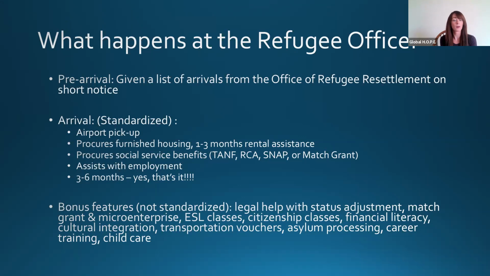A lot of refugee offices won't even touch asylum seekers because they don't have all the necessary paperwork to get all this easier stuff, like TANF and SNAP and RCA and Social Security. A lot of refugee offices won't even talk to an asylum seeker, but some have funding to help asylum seekers figure out how to get through the process. Not all of them. Career training, childcare, these are all icing on a cake. They're nice things that refugee offices may offer, but don't necessarily.